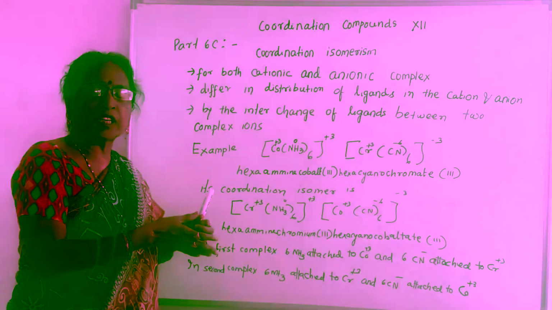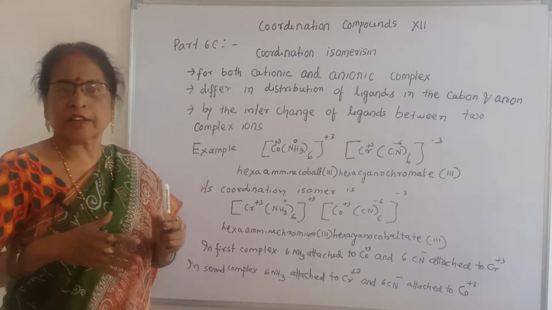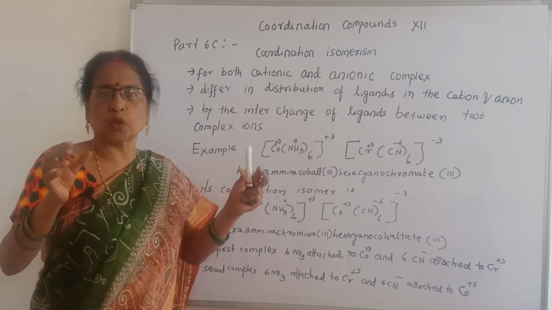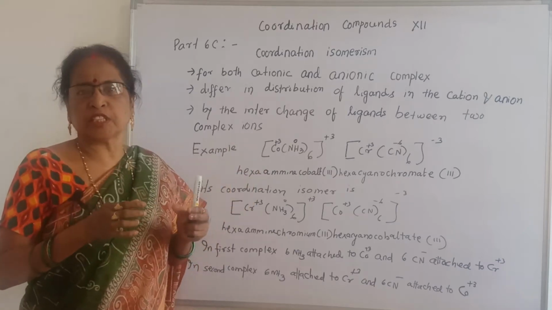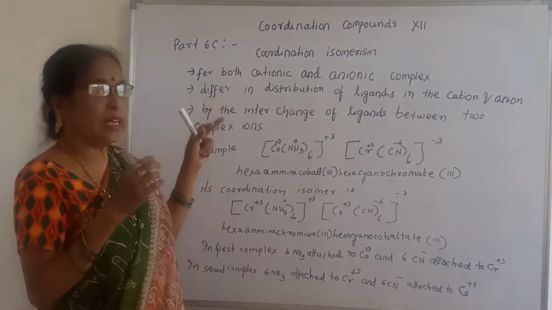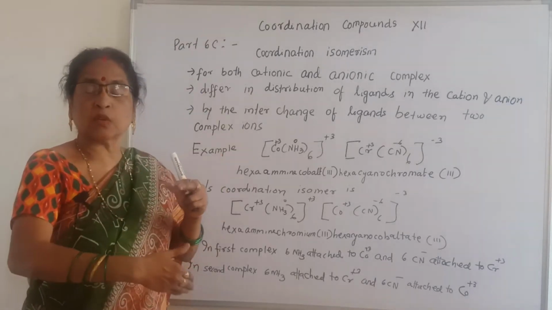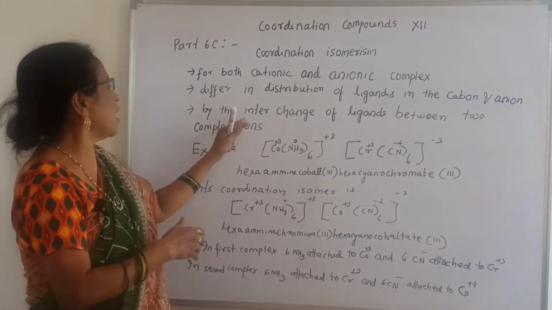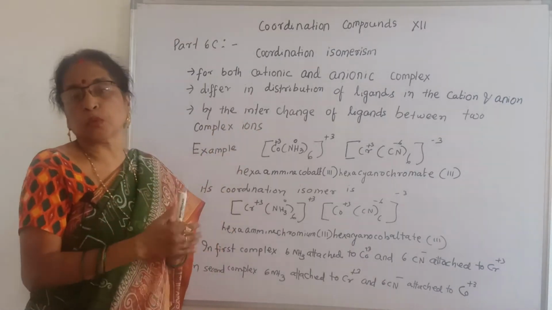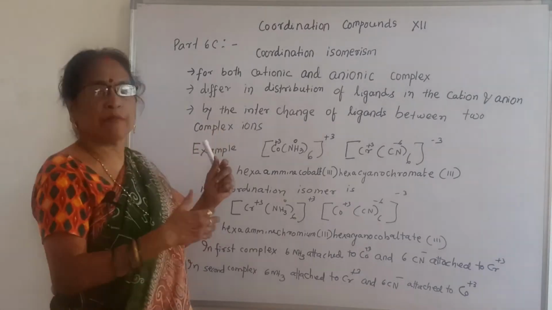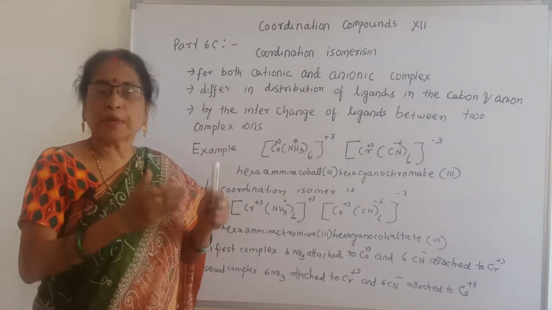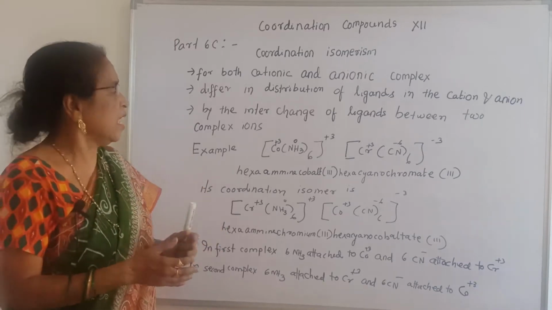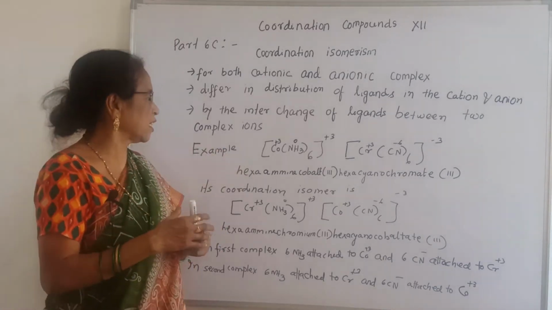What is the cation present in the first complex? What is the cation present in the second complex? This is a combination of two coordination compounds. The nomenclature is a big one. In coordination isomerism, only the distribution of ligands will change, by the interchange of ligands between two central metal ions, or you can say between two coordination entities. Let us see one example, so it is clear to you.